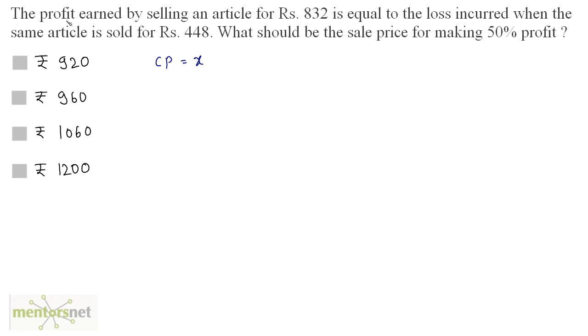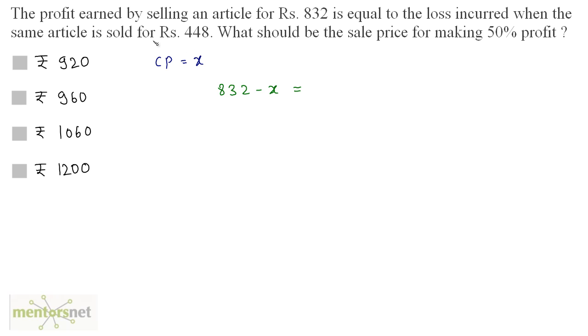Now it is said that the profit is earned by selling the article for rupees 832. So the selling price is 832. What will be the profit? Well, profit is selling price minus cost price. So we have profit equal to the selling price 832 minus the cost price, which is X. It is equal to the loss incurred when the same article is sold for rupees 448.